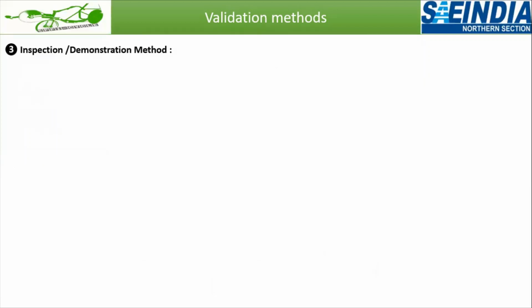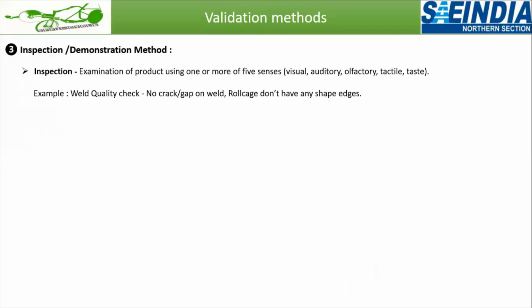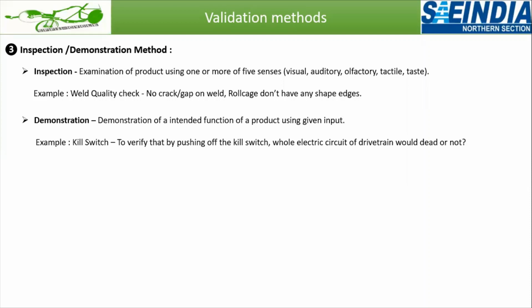Now, number three is the inspection or demonstration method. Inspection is nothing but examination of the product using one or more of the five senses: visual, auditory, olfactory, tactile, and taste. For example, we need to check weld quality. How will we check? There should not be any crack or gap on the weld. Also, the roll cage should not have any sharp edges. So this is the inspection.